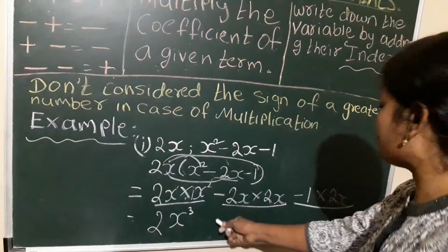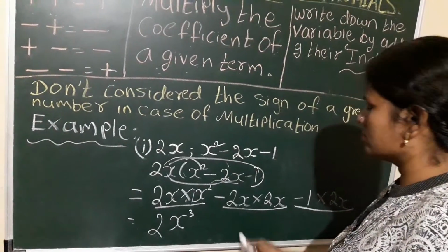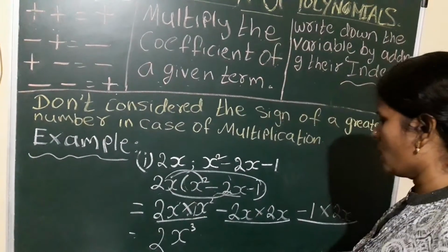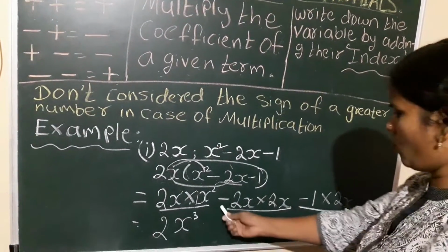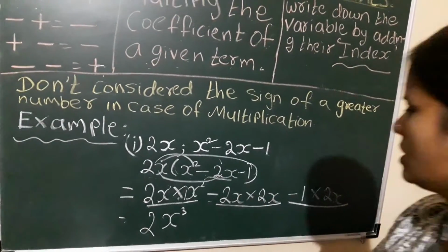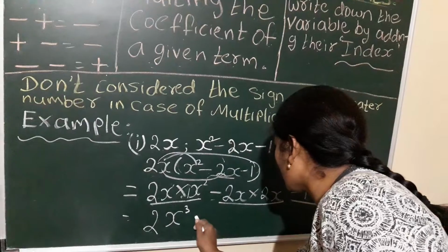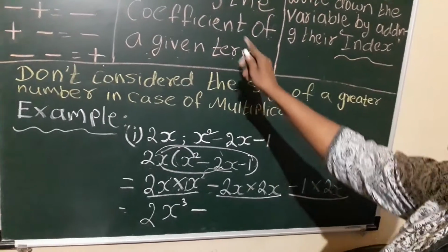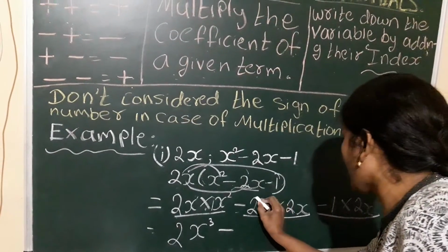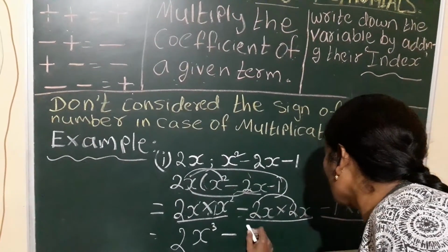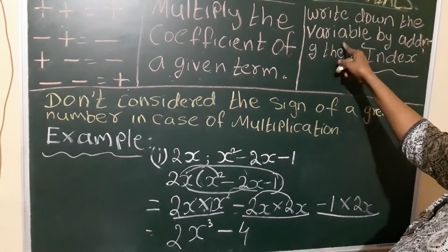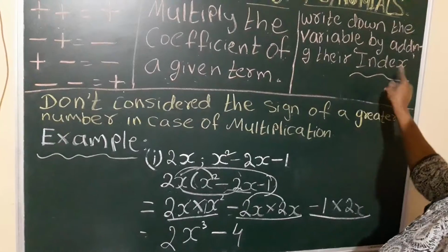Now we'll move to the next. Here, as the same, consider the sign of the term. What will be the sign? Here one term is negative and the other term is positive, so the solution will be negative only. And the next step is what? Multiply the coefficient of the given terms. 2 twos is how much? 4. Third step is what?